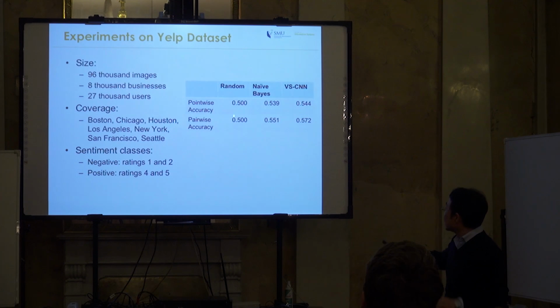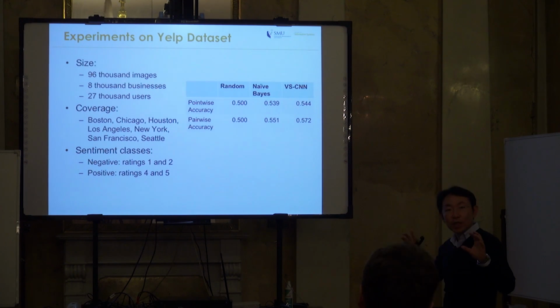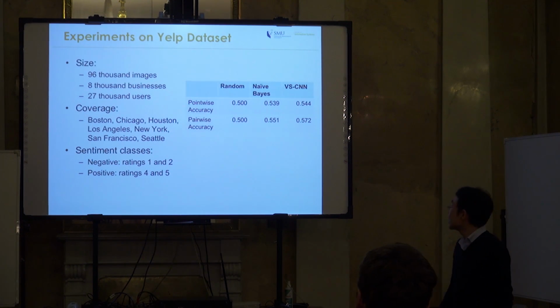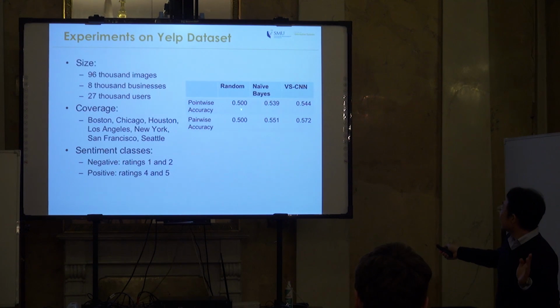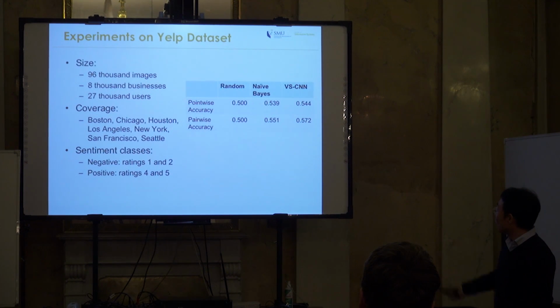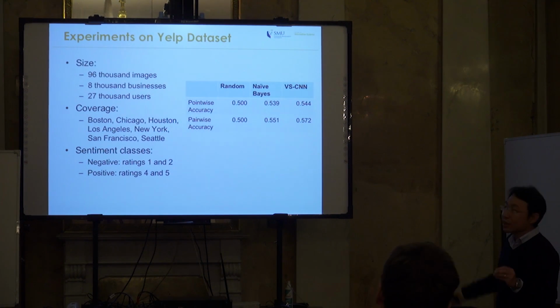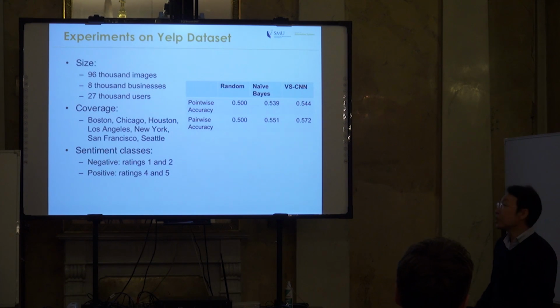Now, this is a balanced data set, which means there is an equal number of positive and negative images. So a random classifier is going to get 50% accuracy. If we fit it into a naive-Bayes classifier, we get about 0.54, point-wise, meaning that we just look at the accuracy of the class.